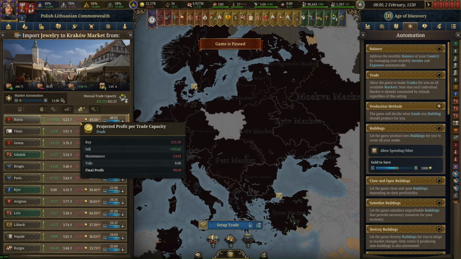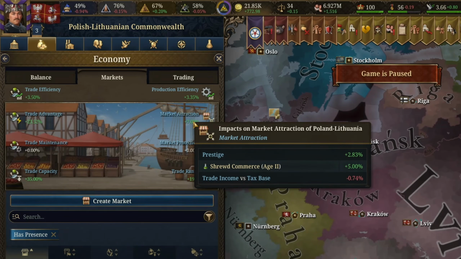On the other hand, when you have very unprofitable trade, this statistic becomes negative. The highest I managed to get was minus 10%. Overall, nothing here makes any sense. Fortunately, this statistic has little impact on market attraction.